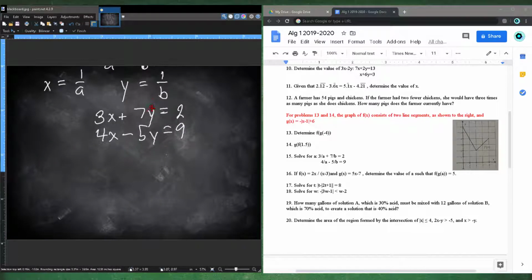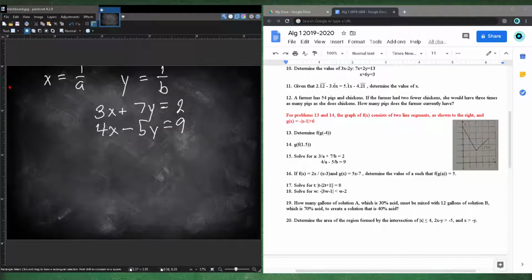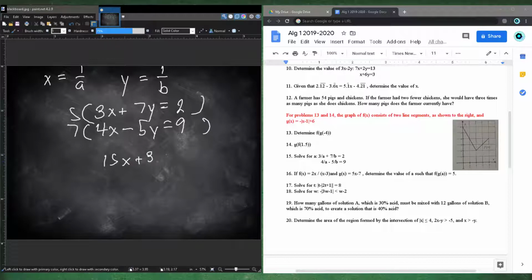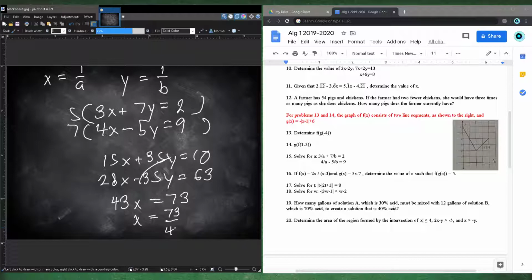So let's move this up because we don't need those numbers anymore. Okay, so we're going to multiply the first equation by 5 and the second equation by 7, right? So that's going to be 15x plus 35y is equal to 10. And that's 28x minus 35y is equal to 63. Adding them together, that cancels the y, and that should be 43x is equal to 73. So x is equal to 73 over 43, right?